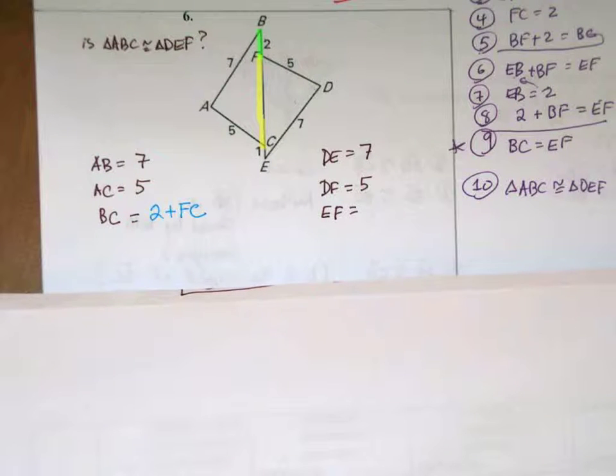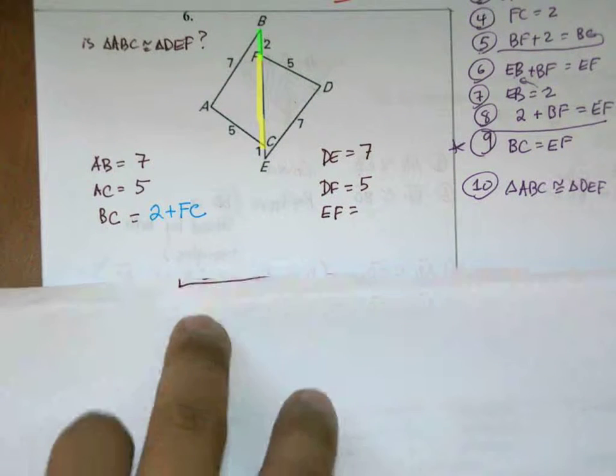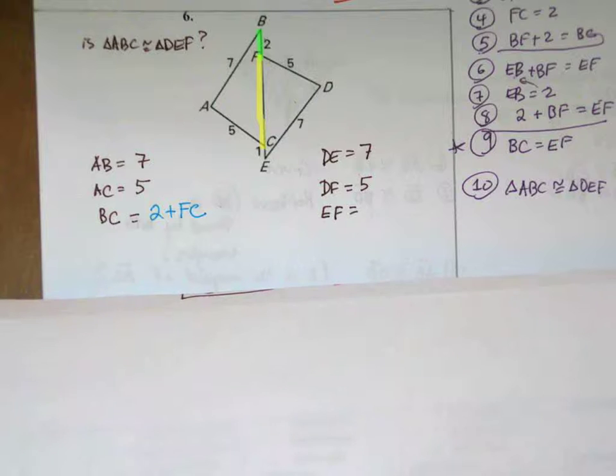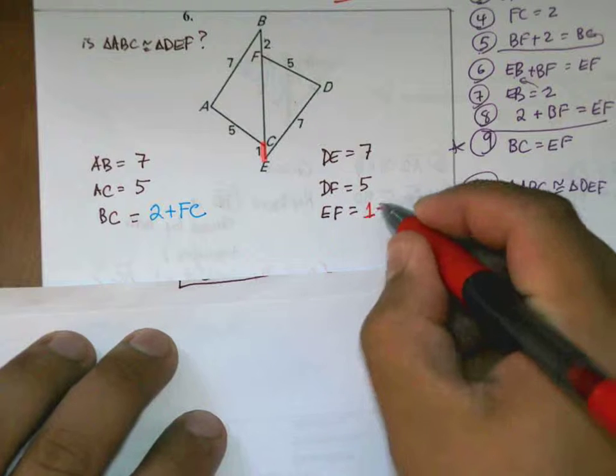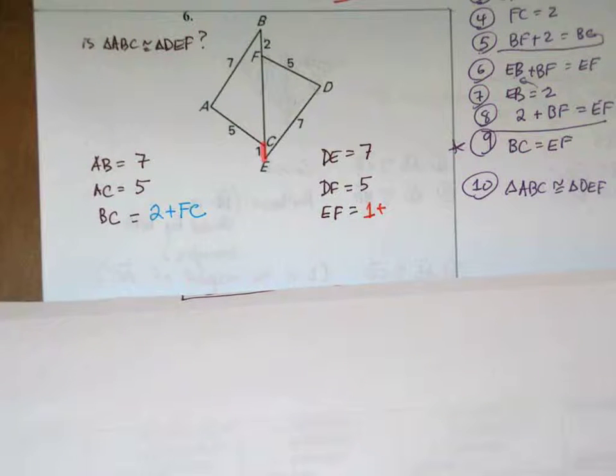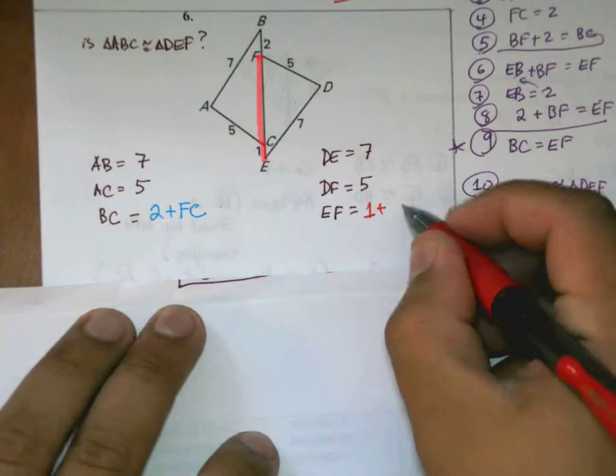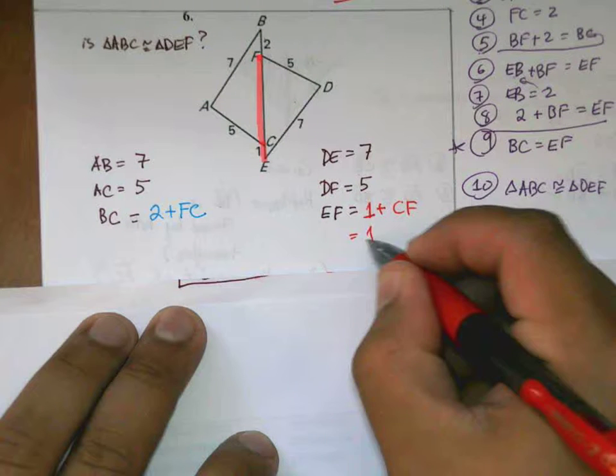Now let's look at EF. So let's clear this out. EF takes a little bit more work to see. Use the red here. Going from E to F, I have to go through EC, which is 1. So that little segment there, that's 1. Plus CF or FC. Yes, they are in fact the same thing. So that's 1 plus CF, which is the same thing as 1 plus FC.